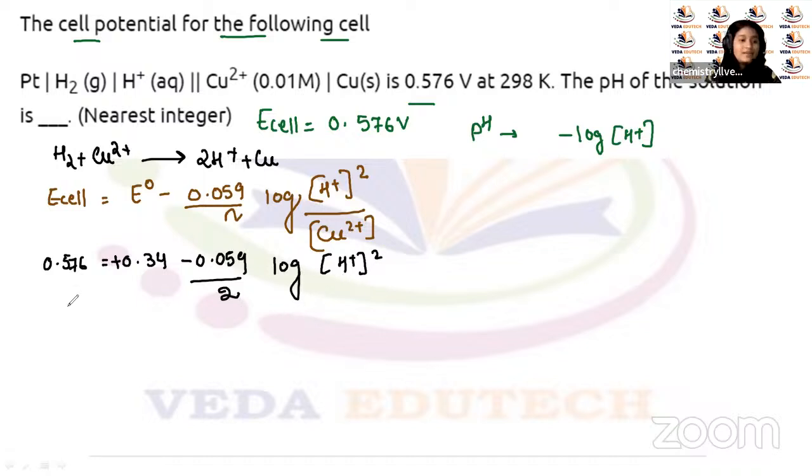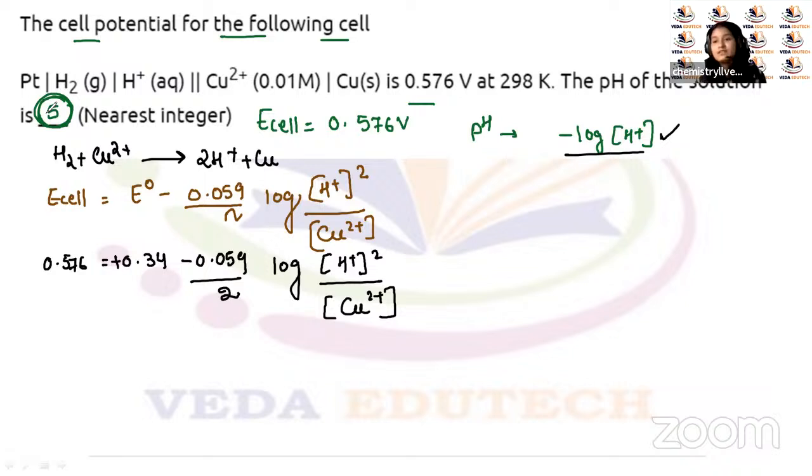If this goes this side, this 2 will go this side, and this 2 is going to get cancelled, and this you can solve it. Once you solve it, you will have a value of minus log H plus. And what is going to be the answer, children? The nearest integer is being asked, so the answer is going to be 5. So the pH value that you are going to get, children, is 5.